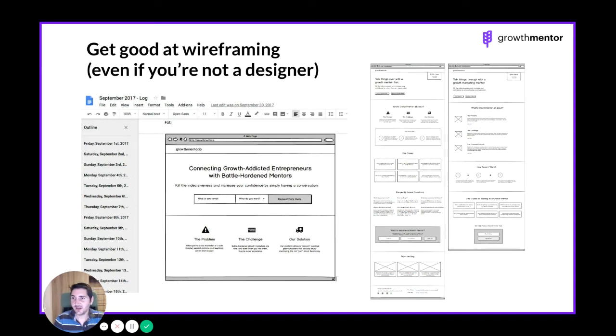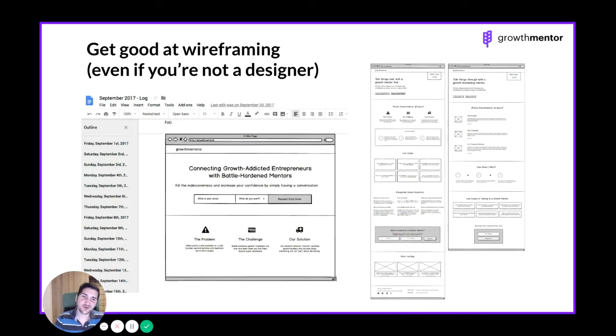The good news is that anybody can learn how to wireframe. There are tools out there like Balsamiq, Go Mockingbird. You can use Paint if you really want, if you don't want to pay for anything else.